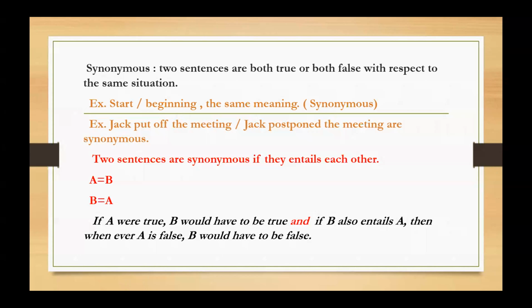So it is different from the Jack swims sentence. If Jack is part of the meeting, this sentence entails Jack postponed the meeting. And if Jack postponed the meeting, it entails Jack is part of the meeting. So if A were true, B would have to be true. And if it also entails A, then whenever A is false, B would have to be false.